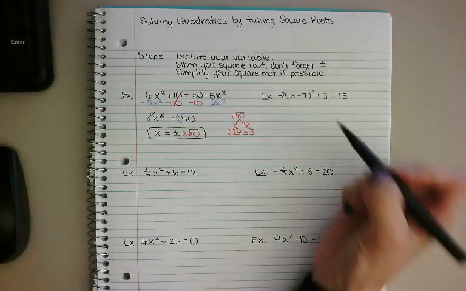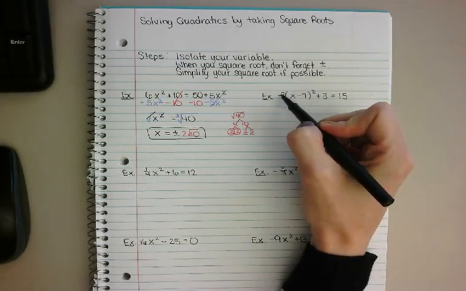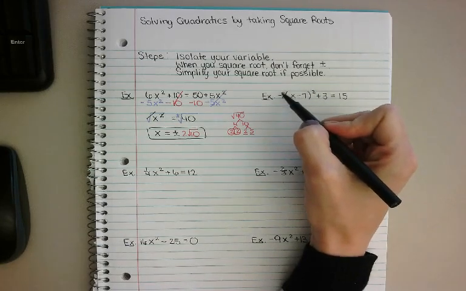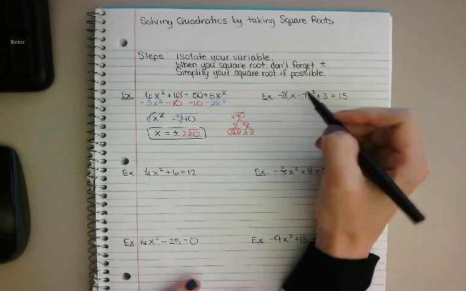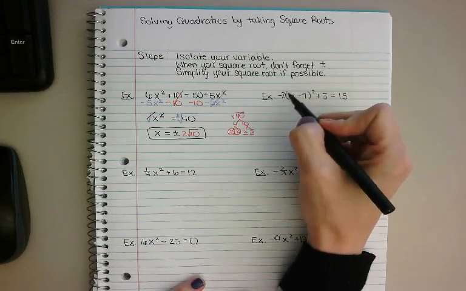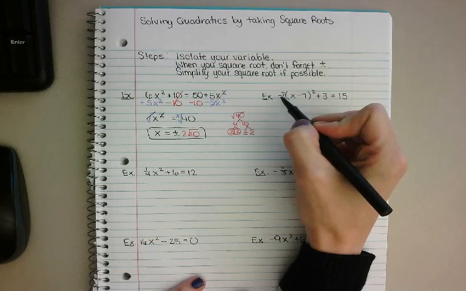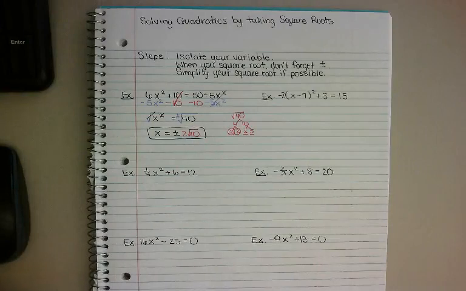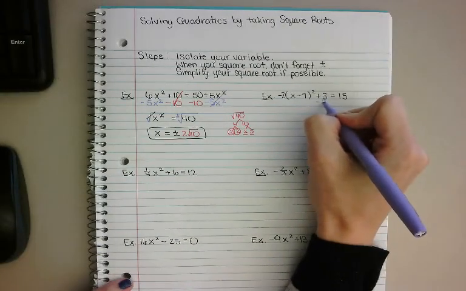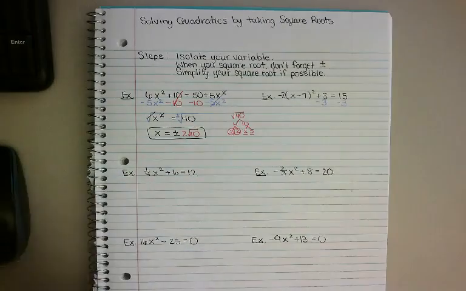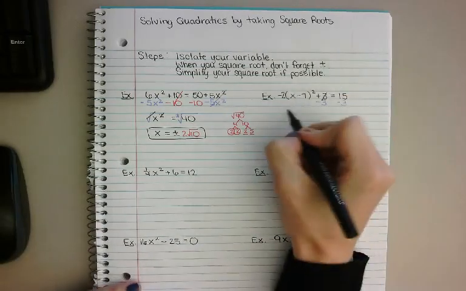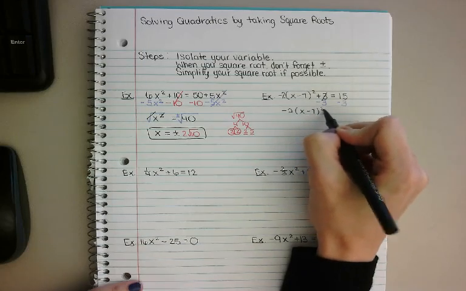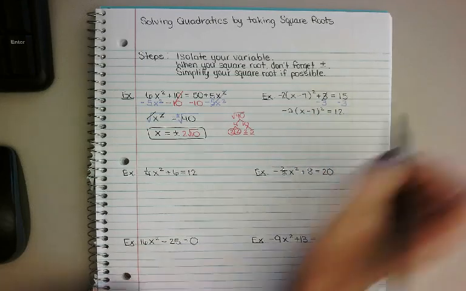Let's look at the next example. You may not distribute that through because they are squaring that binomial. So do not distribute that through. But I do want to get this by itself, but they're multiplying it by -2, and then all of that is being added by a 3. So my first step is I'm going to move the 3 over. That's going to give me -2 times the binomial x minus 7 squared equals 12.